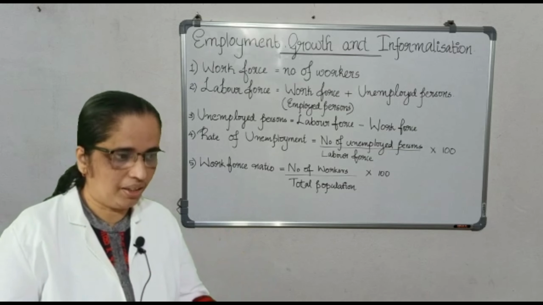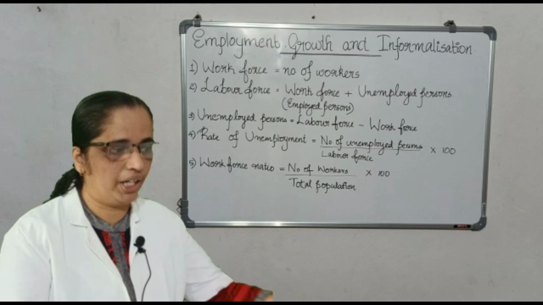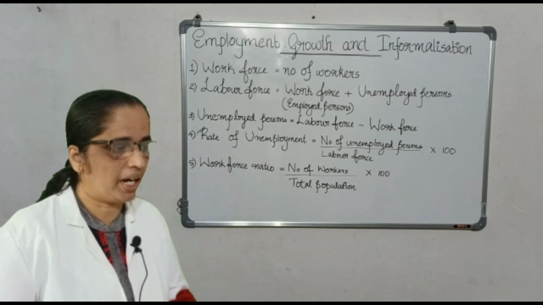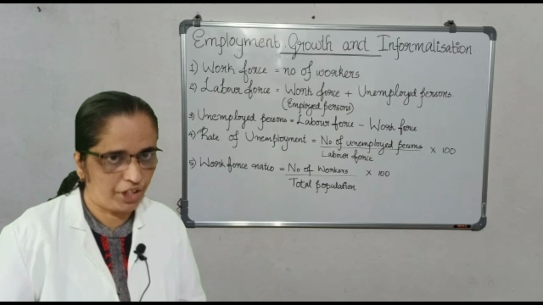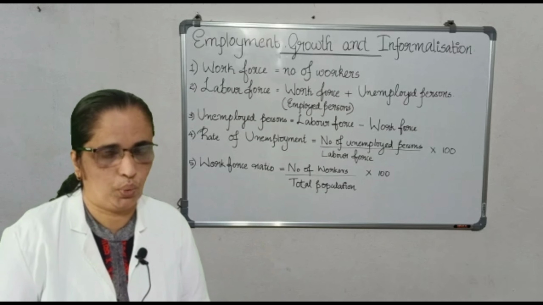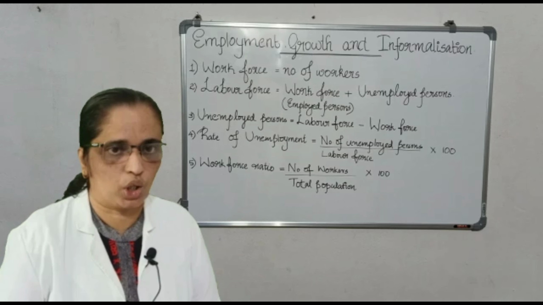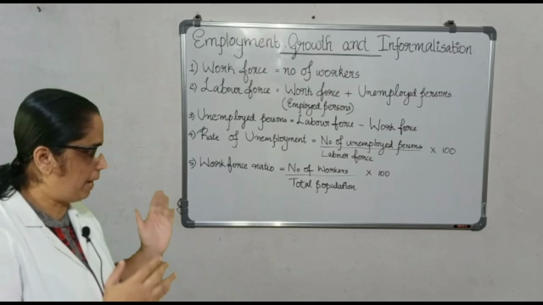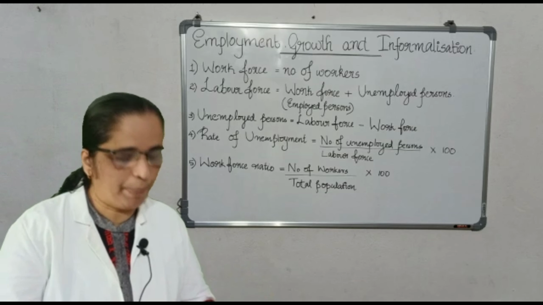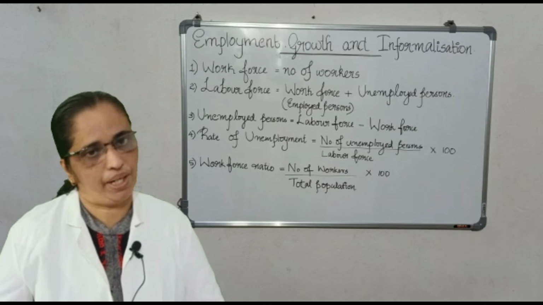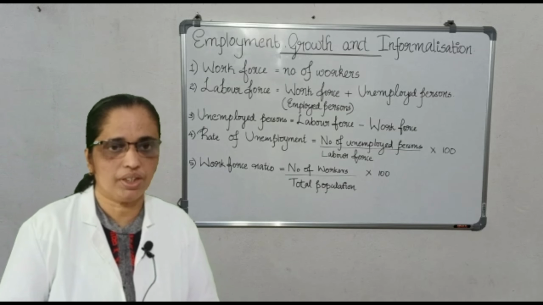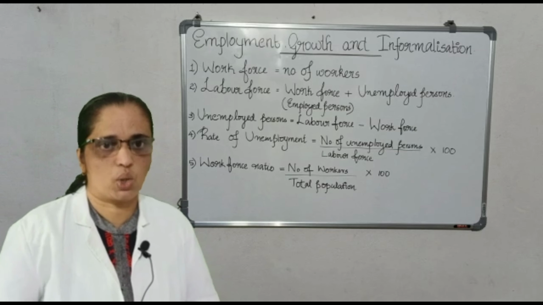Unemployed persons are people who are really able to work and willing to work at the prevailing wage rate in the employment market. They are available for work, but because of the absence of ample employment, they are unable to find employment or jobs. So, what makes the labor force? Labor force includes employed persons plus unemployed persons.